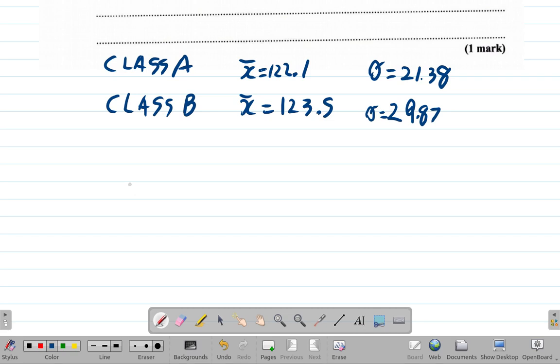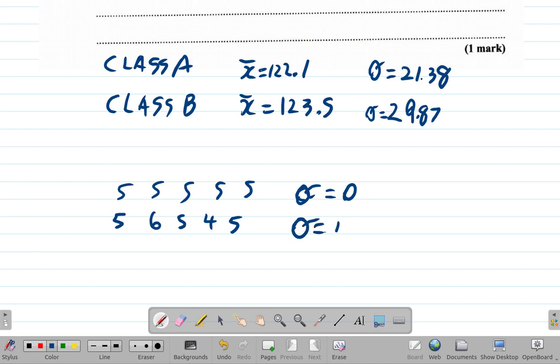If you have, for example, some values 5, 5, 5, 5, 5, the standard deviation here would be 0 because there's no variation. If you have 5, 6, 5, 4, 5, the standard deviation here is low. I don't know what it is, let's call it low. But if you have 5, 10, 1, 30, 3, you have a lot of variation in this case.